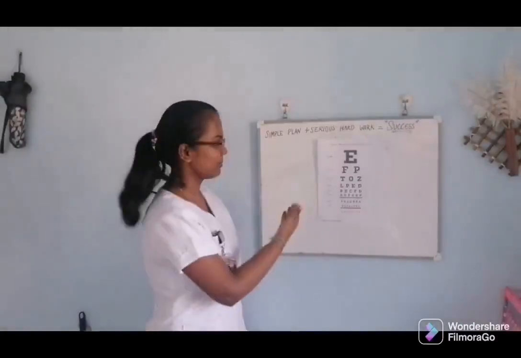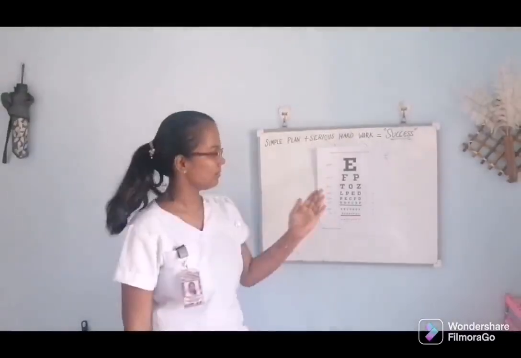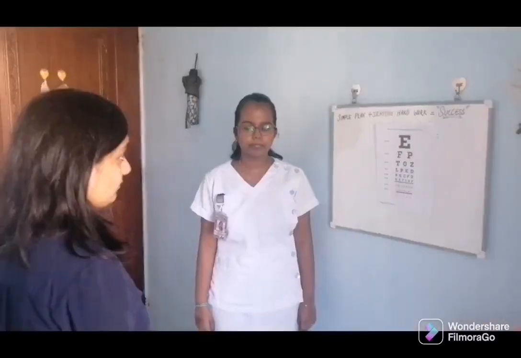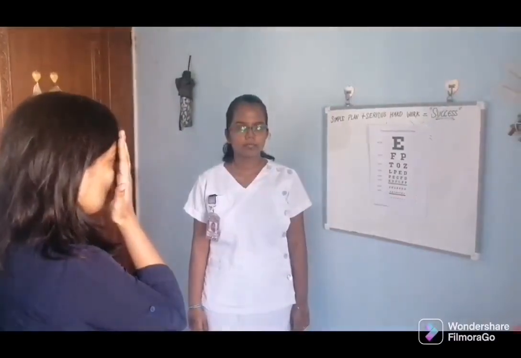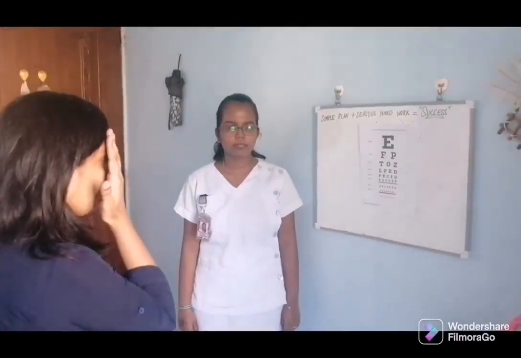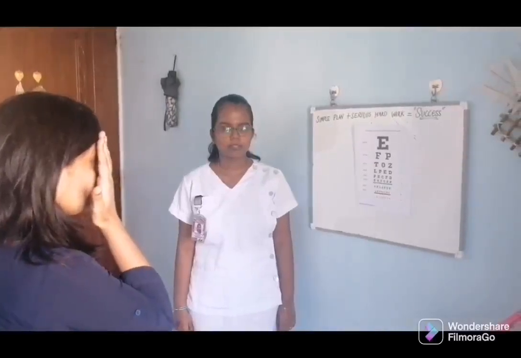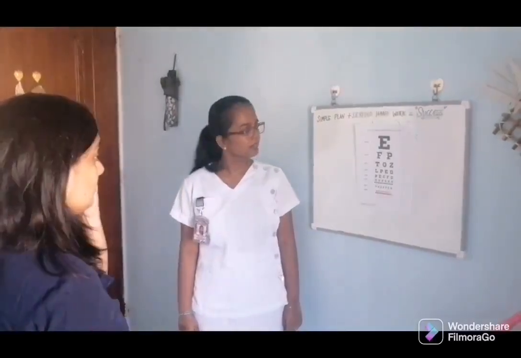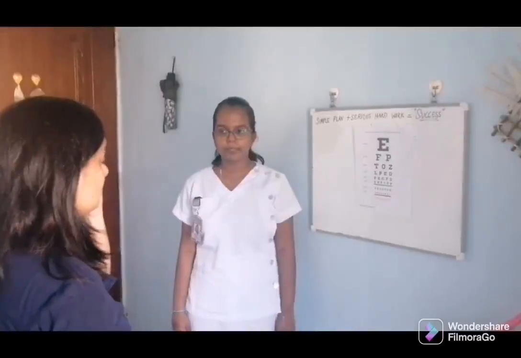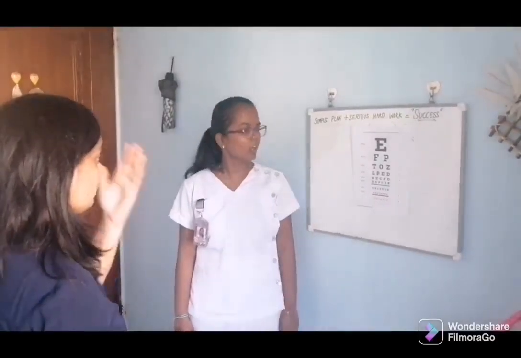Now I ask the patient to cover the right eye and then read the letters on the board and repeat the process the same. And here the patient is standing at a distance at the same height level as the eye and repeating the process. E F P T O Z L P E D.